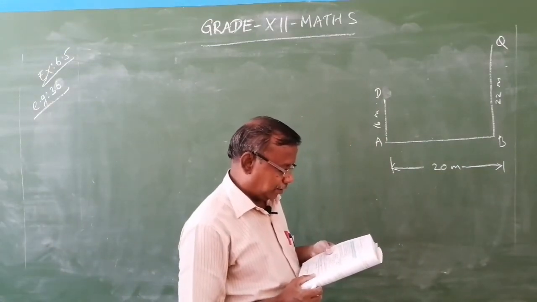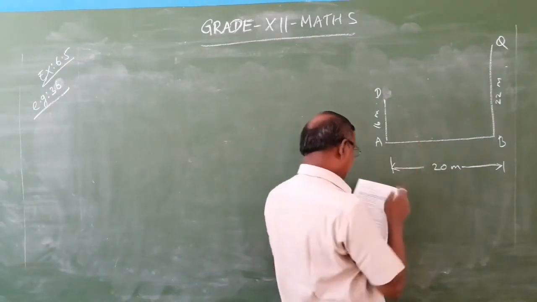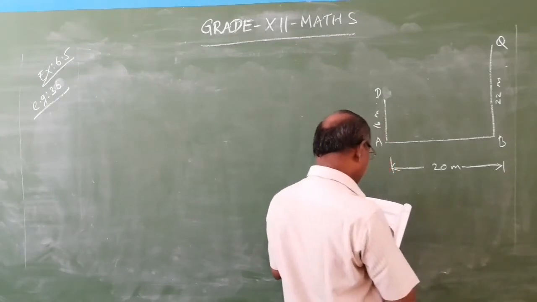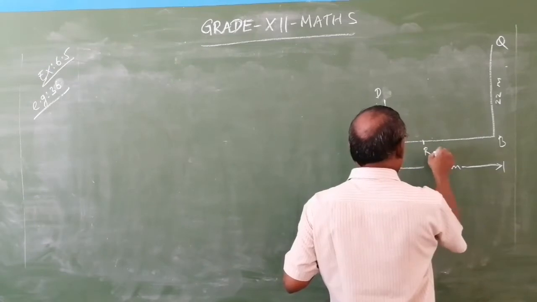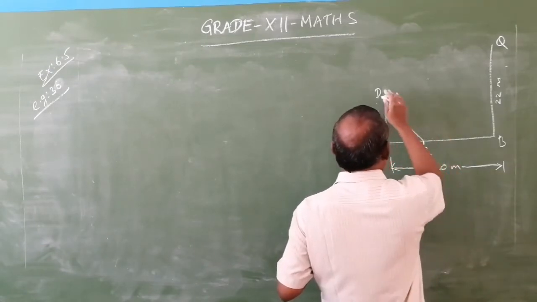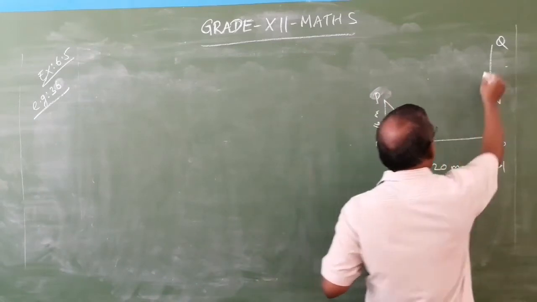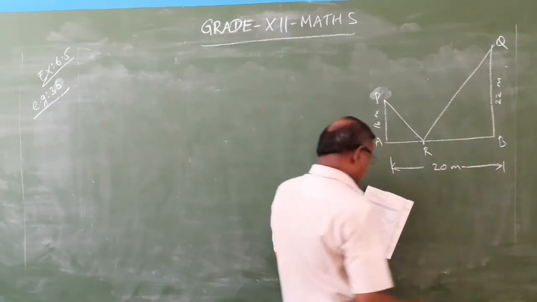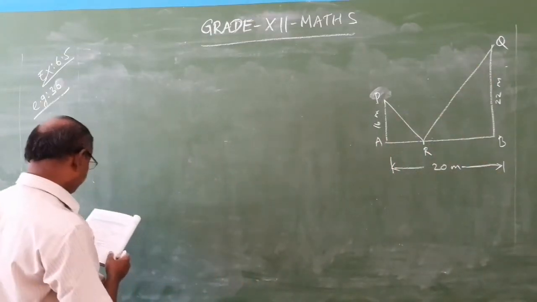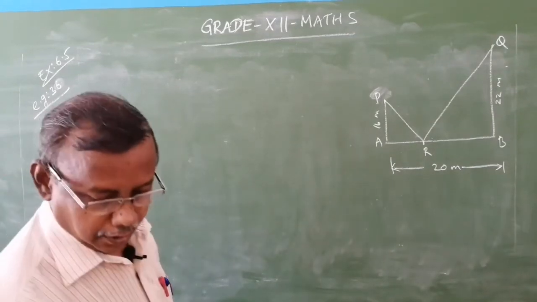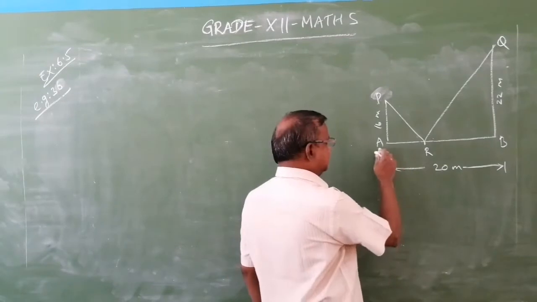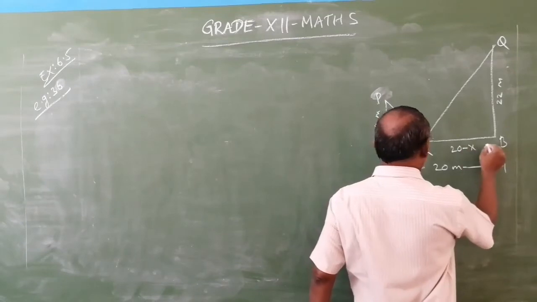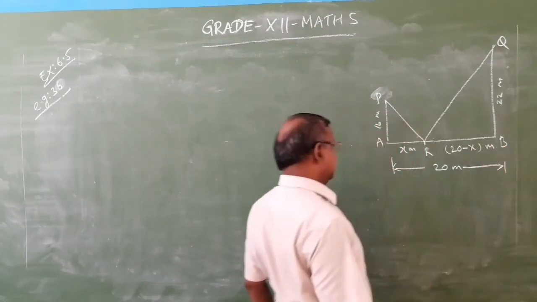Find the distance of point R on AB from point A such that RP square plus RQ square is minimum. So let us take a point R here, with AP and BQ. So RP square plus RQ square is minimum. Now let us consider the distance AR be x meters. So RB equal to 20 minus x meters.